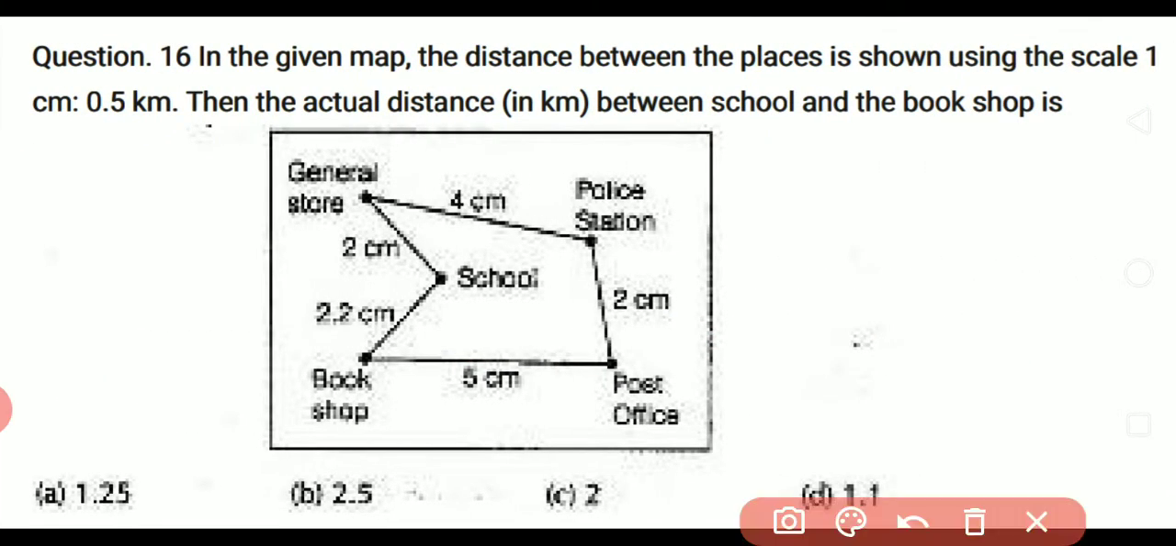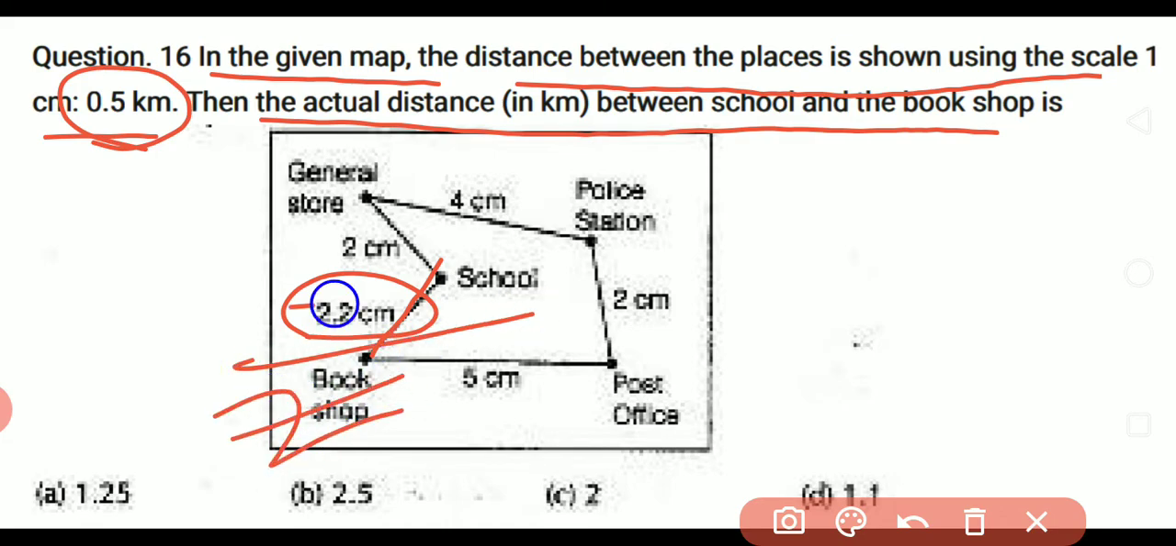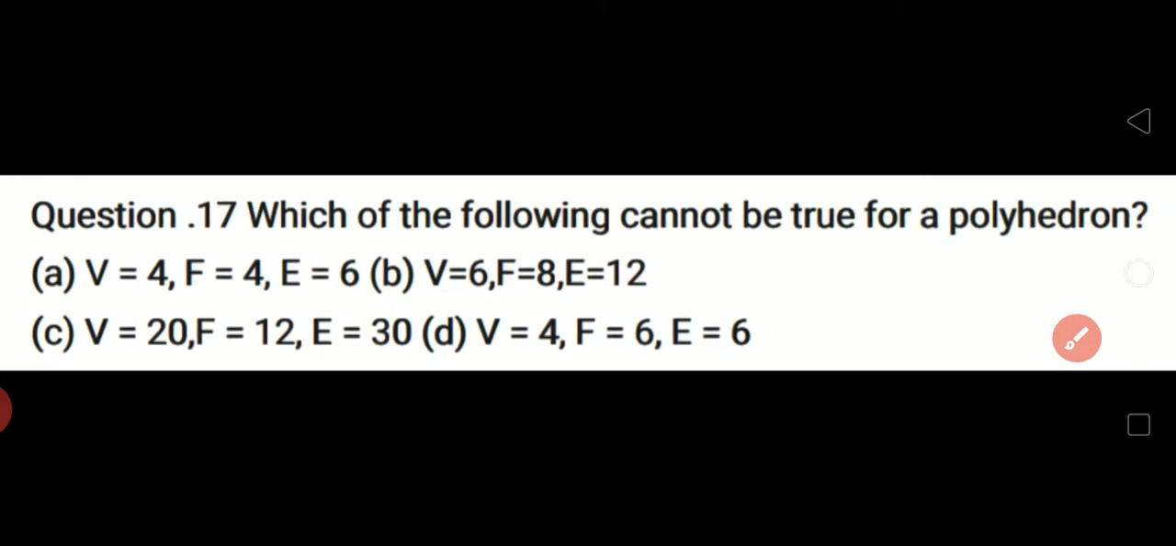Come to the 16th question. In the given map, the distance between the places is given. Scale 1 centimeter is for 0.5 kilometer. What is the actual distance between the school and the bookshop? From here you can see the distance is 2.2 centimeter, right? And here the scale is given as 1 centimeter for half kilometer, so it will be half of this one. 2.2 by 2 you will get 1.1, that is D. So let us come to the next question.